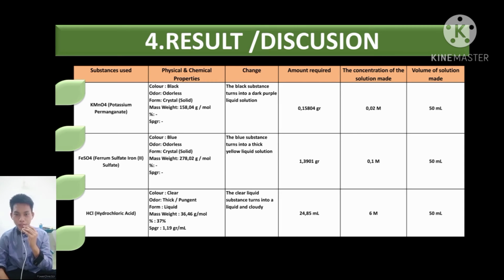Next, hydrochloric acid. Color is clear, odor is strong. Form liquid. Molecular weight 36. Change: the clear liquid substance turns into a liquid and cloudy.